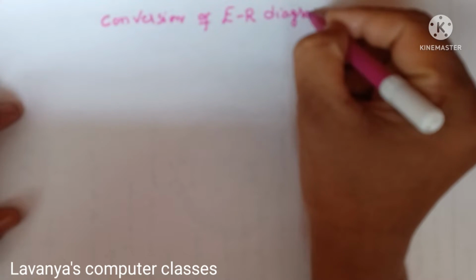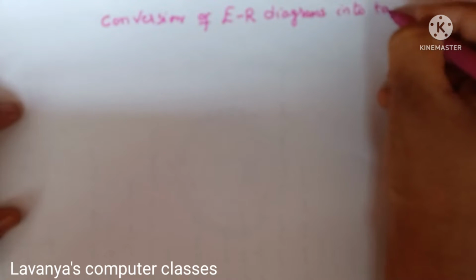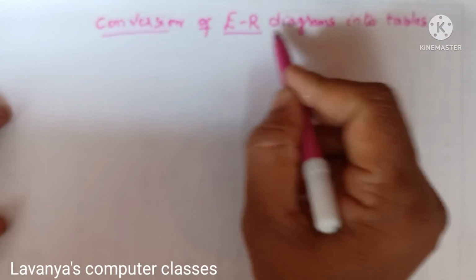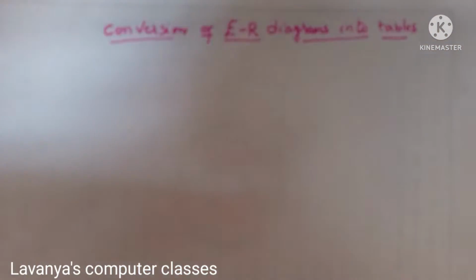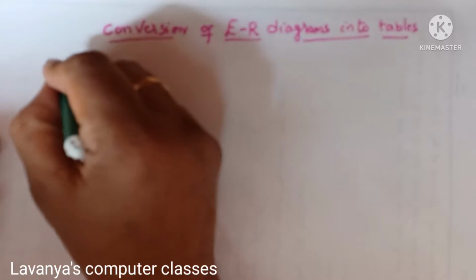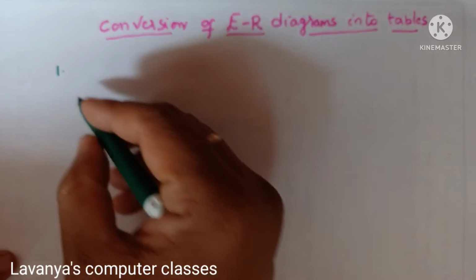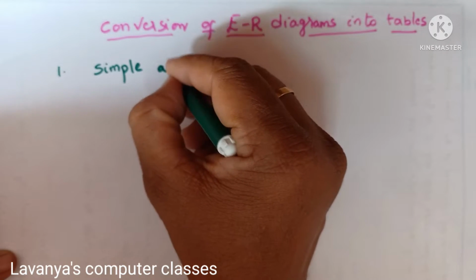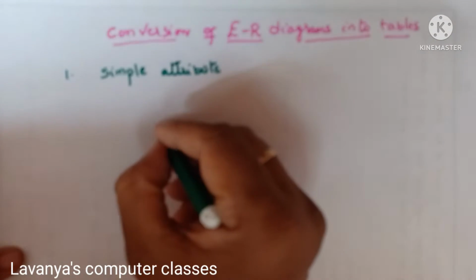In this video, I will explain logical database design, that is, conversion of ER diagrams into the relational model. So ER model, entity relationship diagram, we already know. An entity relationship diagram means I have entities, attributes and relationships, and relational model means data is stored in the form of tables, relations. So first I will explain how to convert a simple attributes entity set into a table.